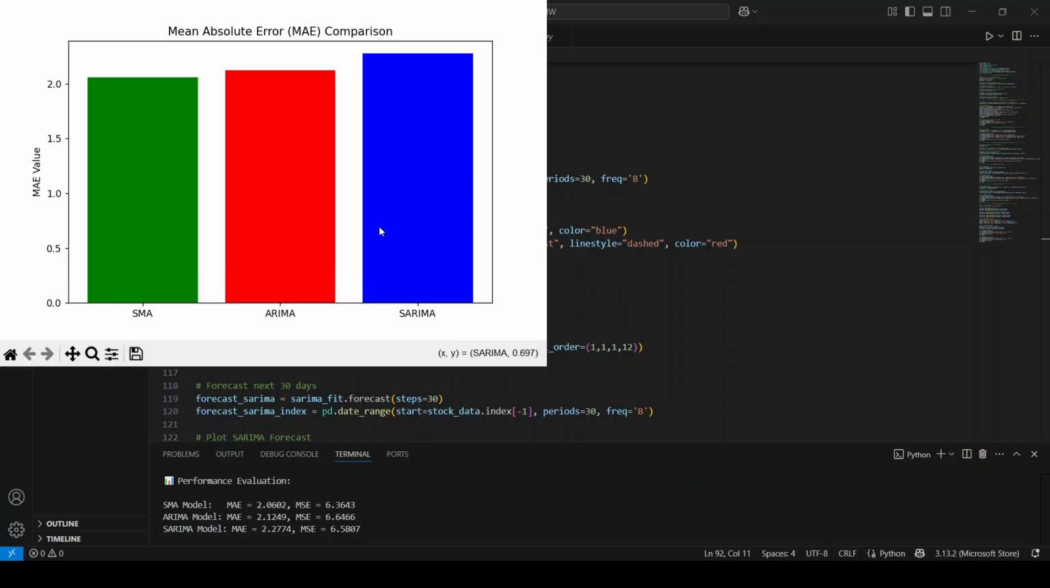Next, we have our simple moving average, ARIMA, and SARIMA comparison graph with the values on the left. And then we also have our mean squared error comparison with the values on the rest, between the simple moving average, the ARIMA, and the SARIMA.